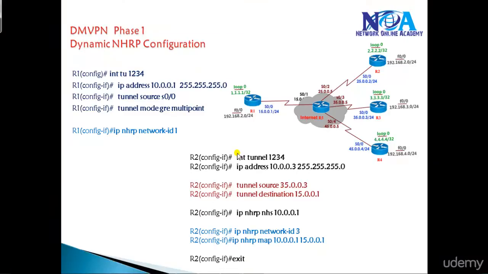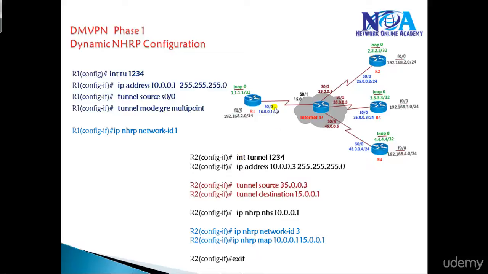In this video, we'll see how to configure DMVPN by using NHRP dynamic configurations. Now we'll see how the configurations can be done, and also we'll verify how the dynamic mapping works if you're using NHRP dynamic mappings. So let's see. I've got the same scenario here.